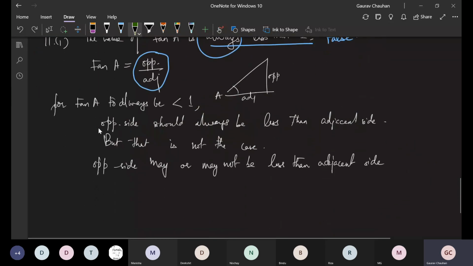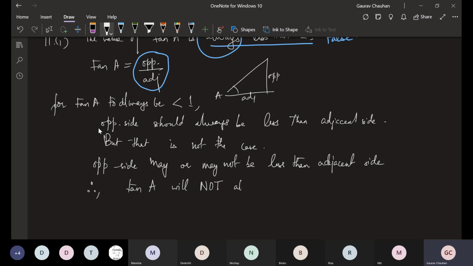So finally, what is our conclusion? Since this will not always happen, therefore tan A will not always be less than 1. Hence, false. Therefore, the statement is false.